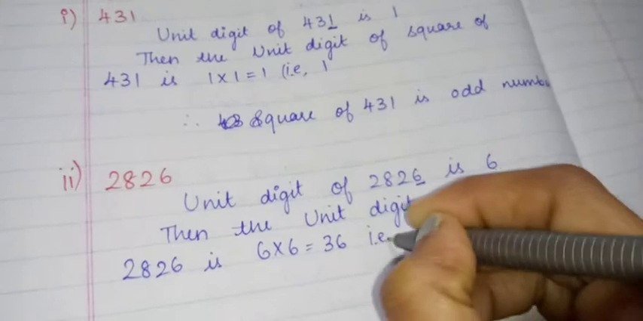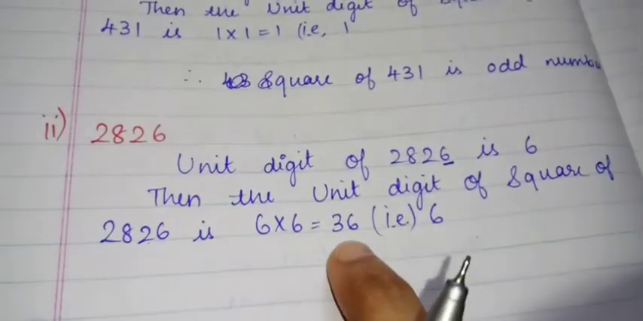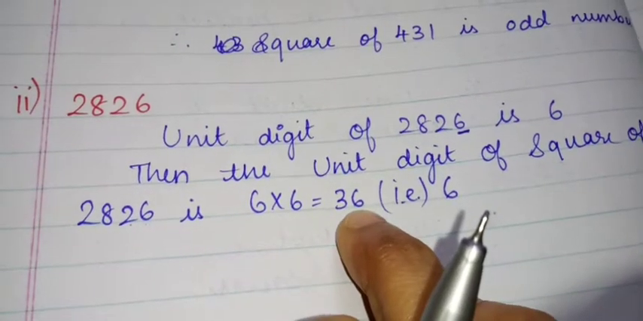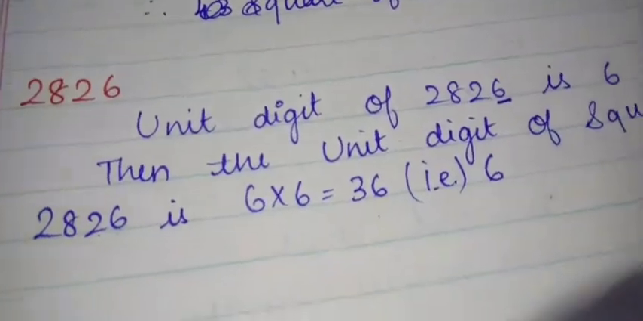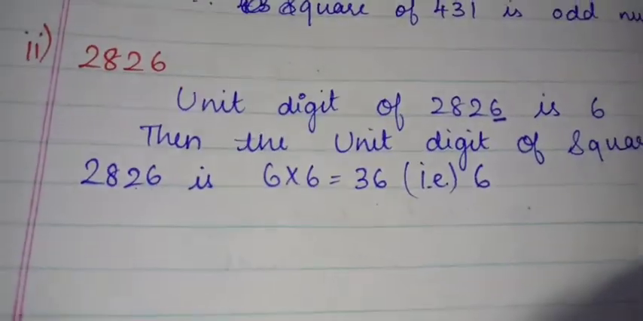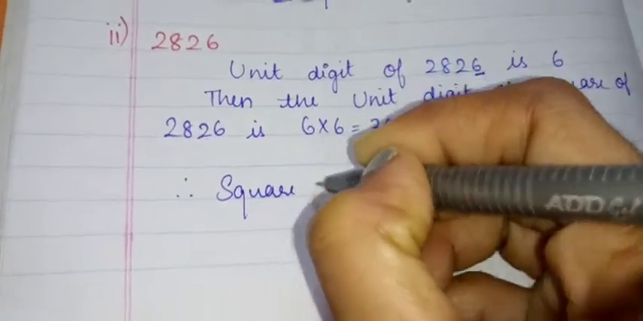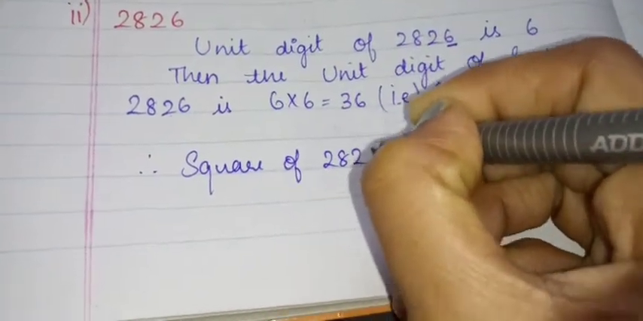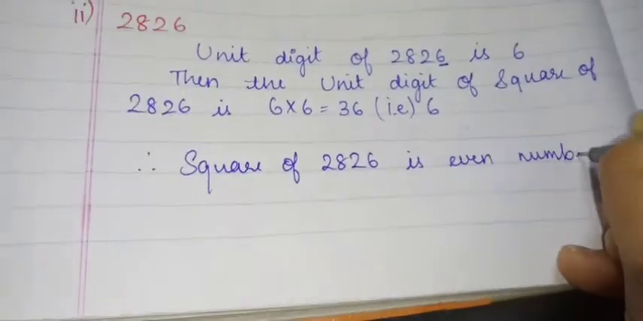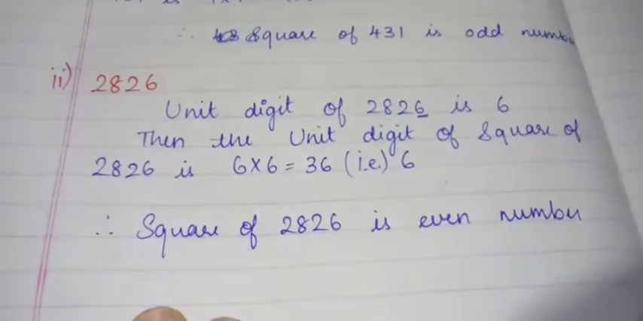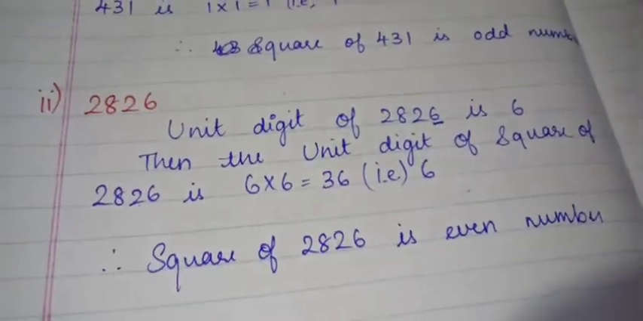So what will be the last digit? 6. Correct? 6 sixes are 36. So what is the unit place of 36? 6. So the unit place of the square of 2826 is 6. Therefore, the square of 2826 is an even number. They ask whether it is an odd number, but it is an even number. Therefore, it is not an odd number.